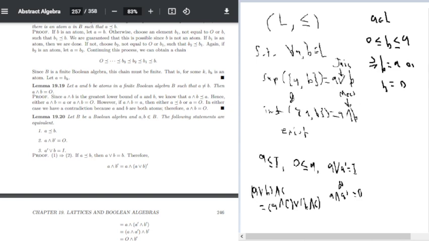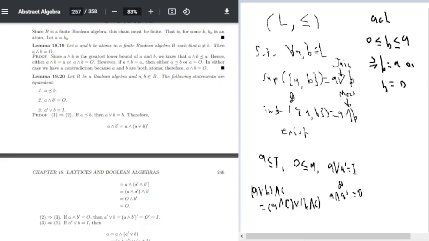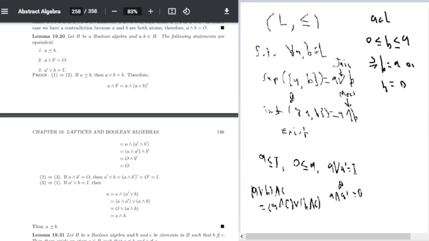Lemma 19.20. Let B be a Boolean algebra, and A, B be elements in B. The following statements are equivalent. First, A is less than or equal to B. Second, A meet B complement is equal to 0. And third, A complement join B is equal to I. Proof. First, proving that 1 implies 2. If A is less than or equal to B, then A join B is equal to B. Therefore, A meet B prime is equal to A meet (A join B) prime, which is A meet (A prime meet B prime), which is (A meet A prime) meet B prime, which is equal to 0 meet B prime, which is equal to 0.